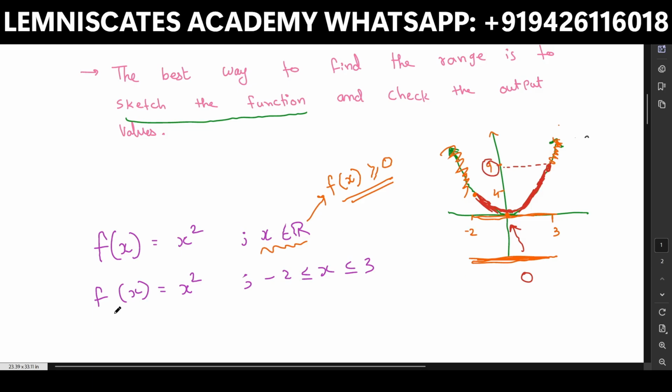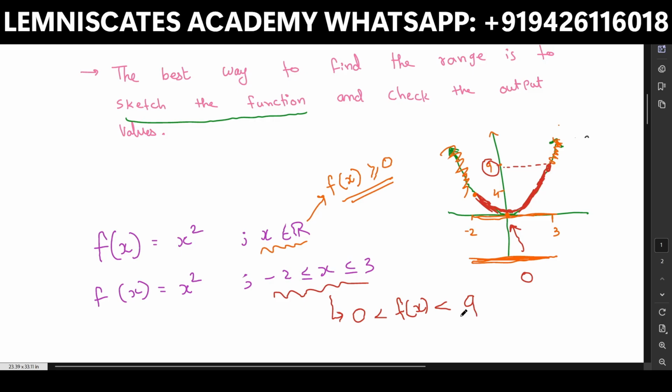So I can say that this function x square, if it is having the domain of -2 to 3, the respective outputs it can produce will lie in between 0 to 9. So 0 is the minimum value and 9 is the maximum value. So a function can produce anything between that.